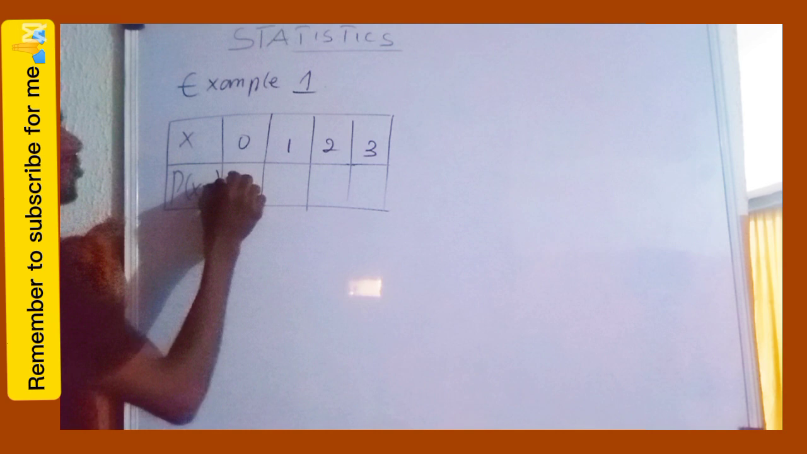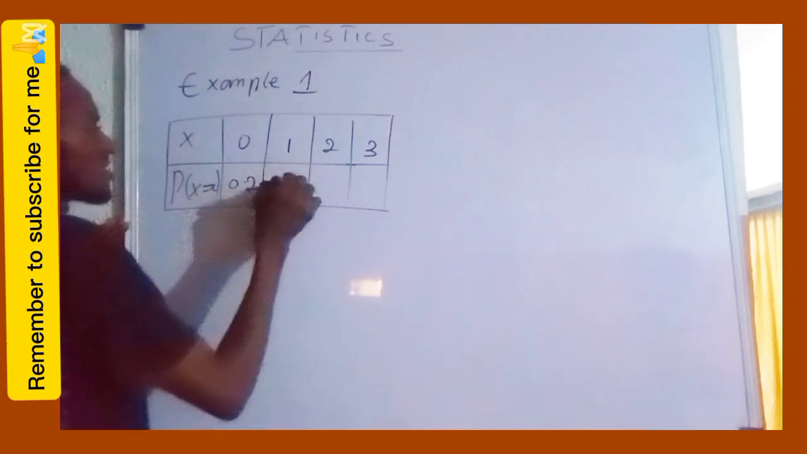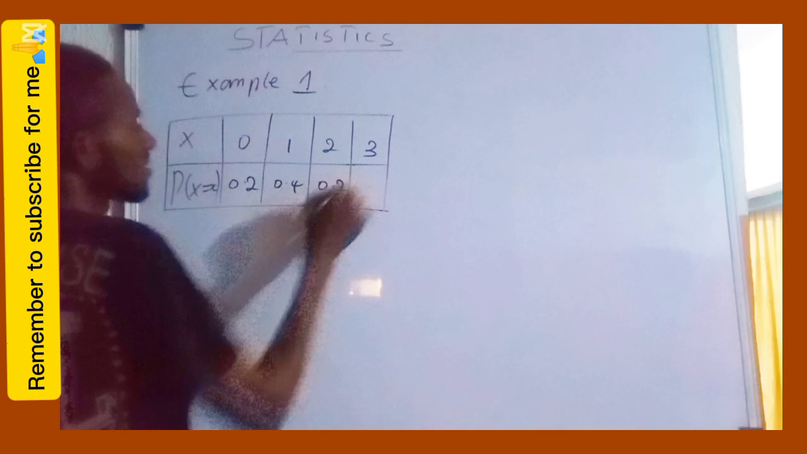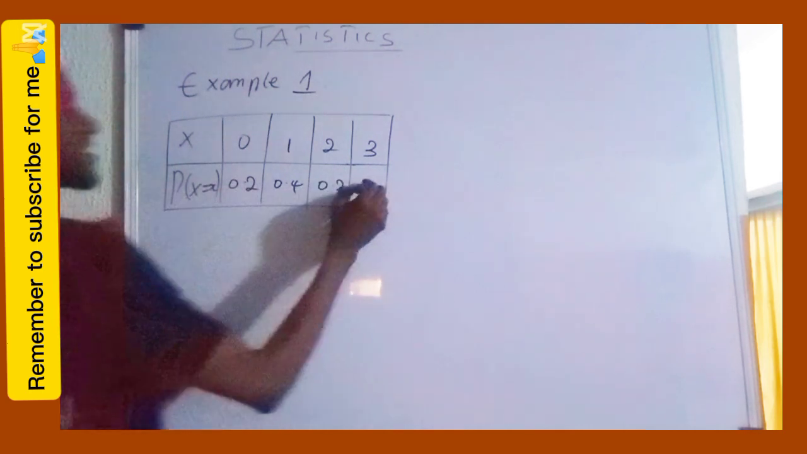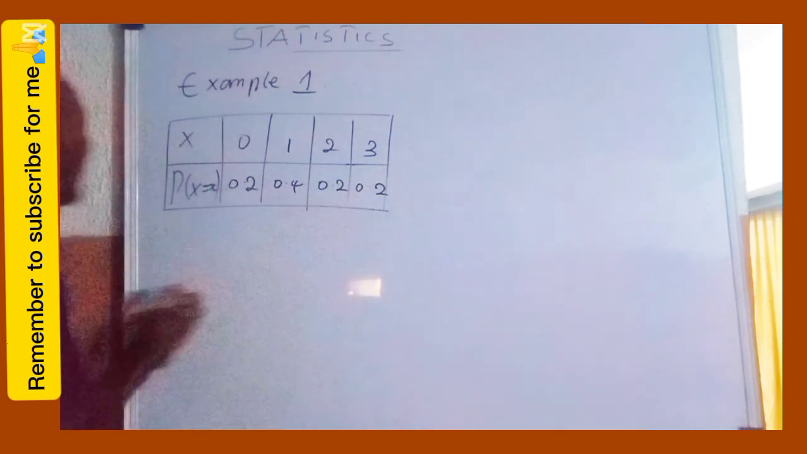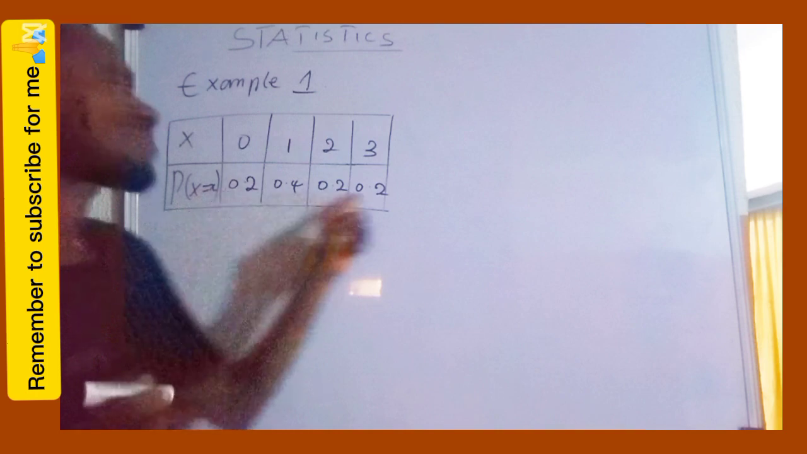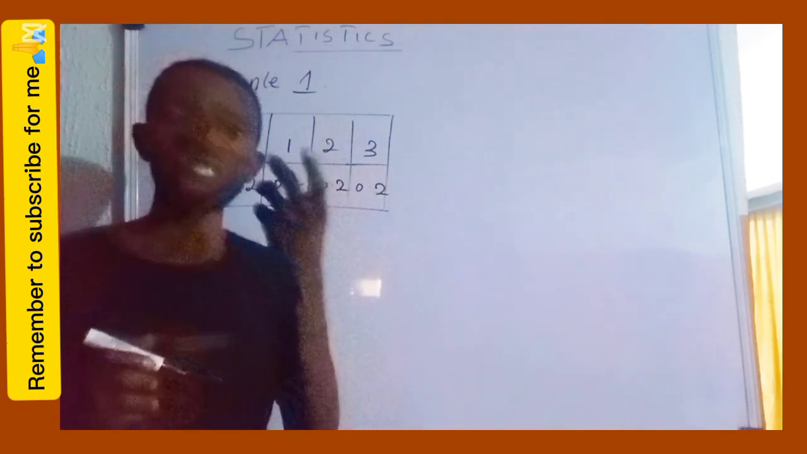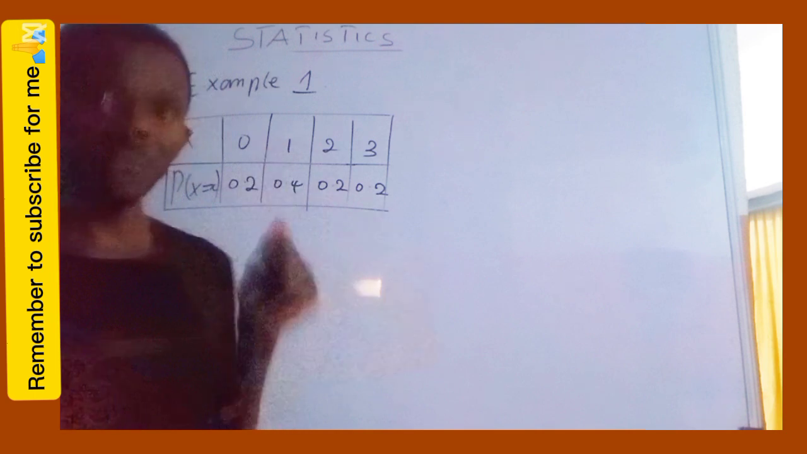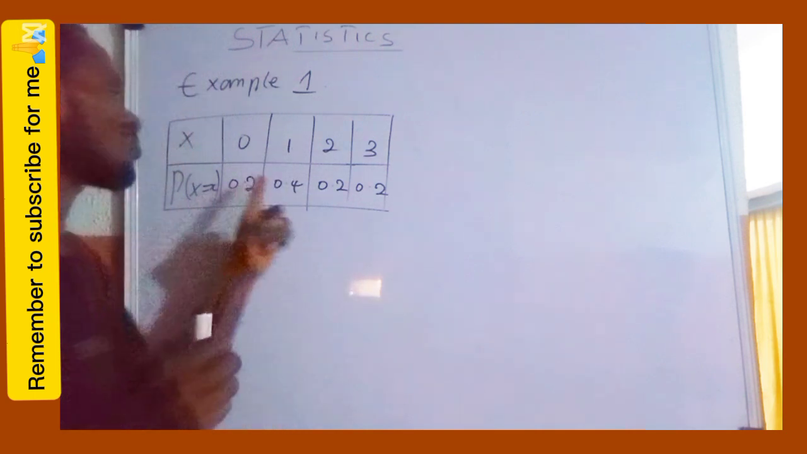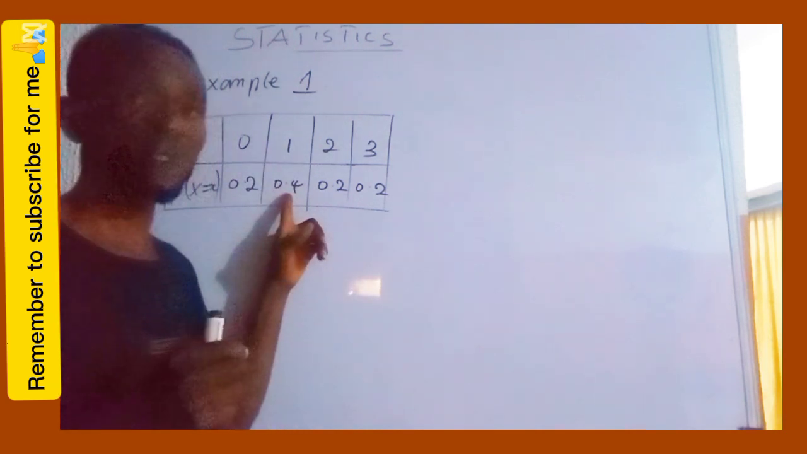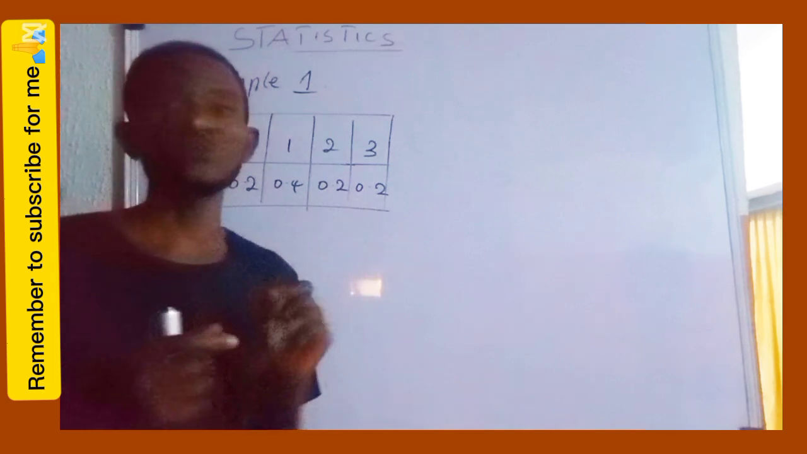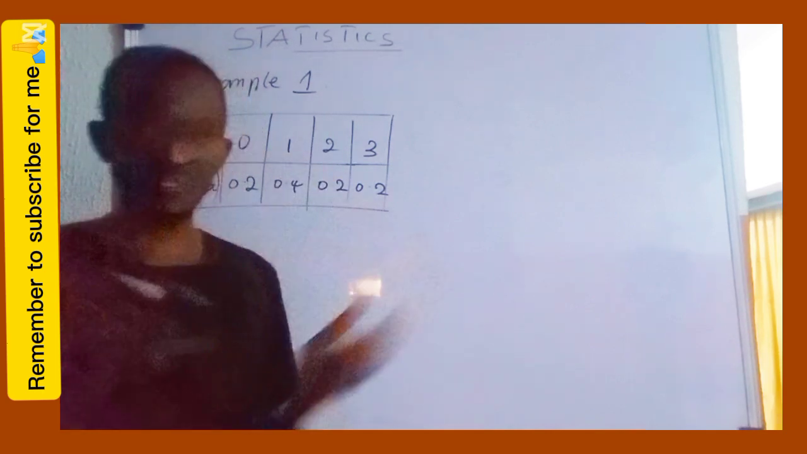Then let the probability of this one be 0.2. This is 0.4. This is 0.2 again. And this is 0.2. Because the sum of all the probabilities must give us 1 before we can say that that distribution is a true probability distribution. And if you say 0.2 plus 0.4, 0.6, plus 0.2, 0.8, plus 0.2, that is 1.0.